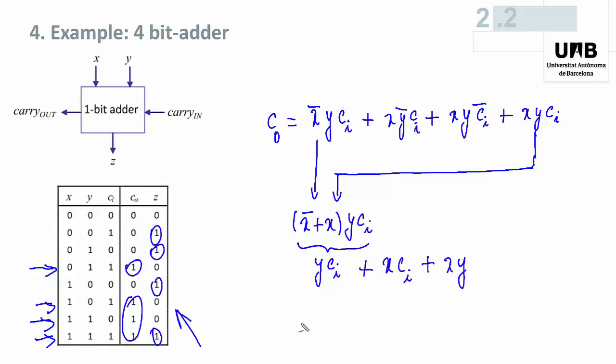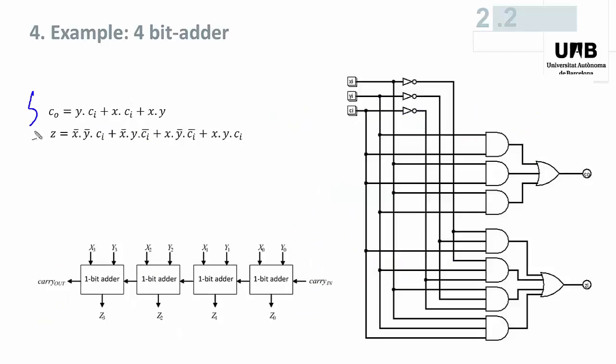Then you can do the same for the Z function. In this case, there is no simplification. Finally, you get those relations, and from those relations you can deduce the following circuit. This circuit implements a 1-bit adder, and the 4-bit adder, this could be the first hierarchical level, and this is the second hierarchical level.